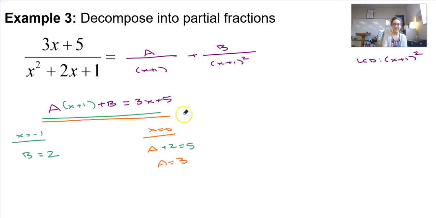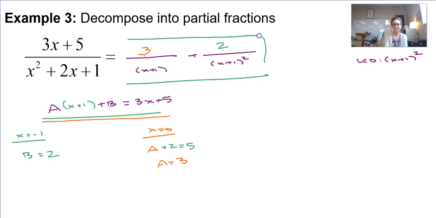So now I can come back here and let a be 3, and b is going to be 2. And again, we could check this on a graphing calculator, right? Graph the original, graph my answer, see if it works. I could also double check by adding them by hand and seeing if we get back to what we started with. All right, so this here is my final answer, okay?